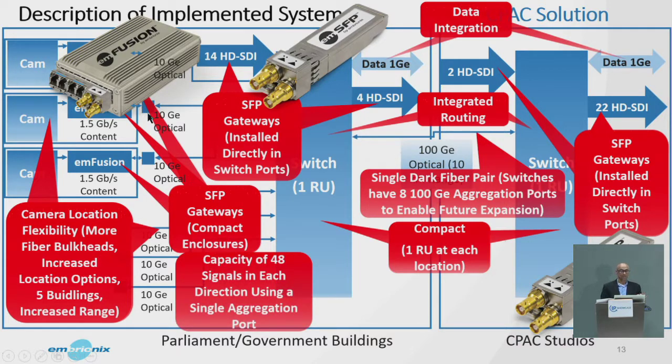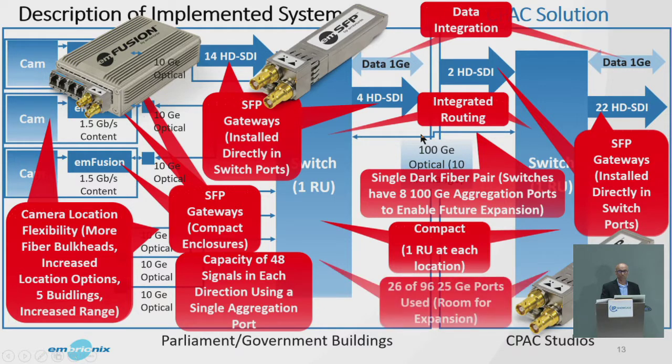Now on that single aggregation link used across a single dark fiber pair, you have a maximum capacity of about 48 signals in each direction, using just that single aggregation port. They're initially just using 26 of the 96 available 25 gig ports, so there's plenty of room for expansion. 96 total ports being arrived at by 48 ports here at the Parliament buildings and 48 ports back on the switch back at CPAC.